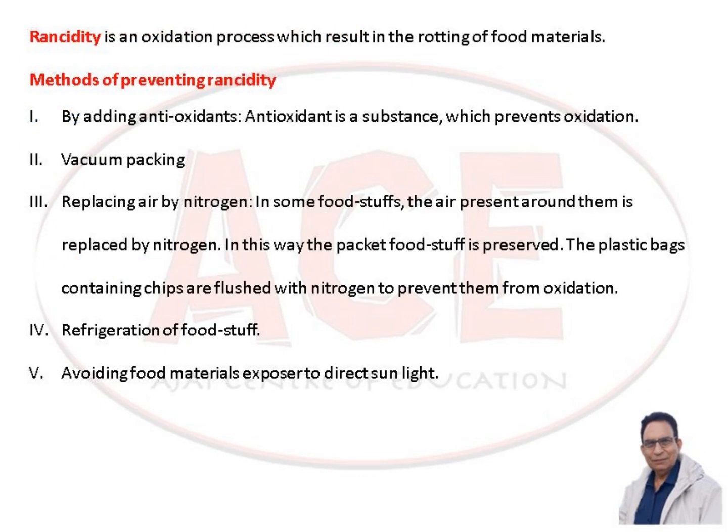Rancidity is an oxidation process which results in rotting of food materials. Methods of preventing rancidity: by adding antioxidants. An antioxidant is a substance which prevents oxidation. Vacuum packing, replacing air by nitrogen.